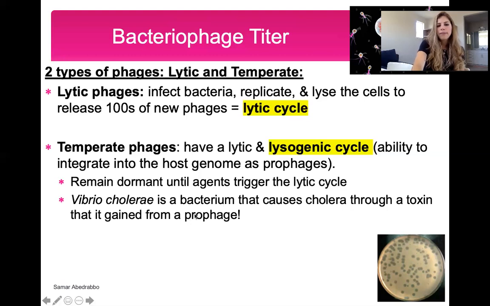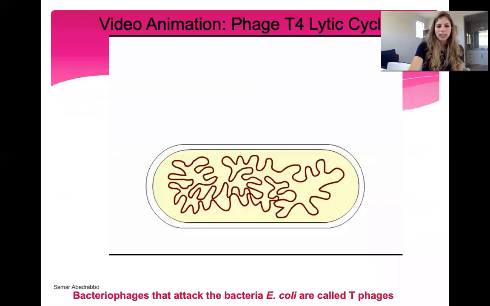An example of a bacterium that has a temperate phage in it or had one is Vibrio cholerae. So Vibrio cholerae is a bacteria and it causes cholera, which is a bad diarrheal disease. And the reason why it causes cholera is because it has the ability to release a toxin that causes diarrhea. It gained the ability to release this toxin from a phage that inserted its genetic material into the Vibrio cholerae's bacterial genetic material, giving it that ability to form a toxin. So you'll learn later on that viruses can really add to the diversity of bacteria.